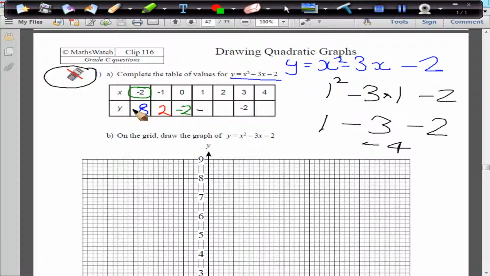Okay, excellent. Minus 4. We've got 2 more to do, folks. Quickly, let's fill them up, and then we're going to move down, and we're going to plot this graph.